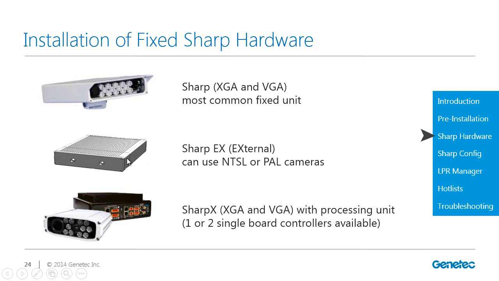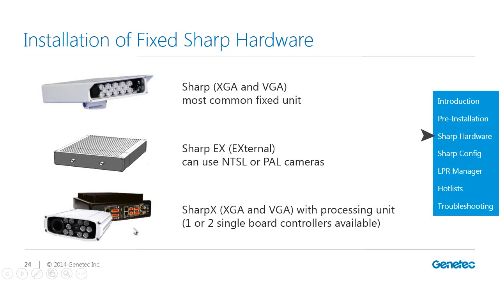Now the one below here is the Sharp EX, which stands for external, and it shouldn't be confused with the Sharp X here. So basically the unit has the same internal components as the fixed Sharp here, but it doesn't have any cameras or illumination board. You can see basically that part in the front here has been cut off. So instead we have two ports in the front that can support external NTSC or PAL cameras for the LPR and the context images.